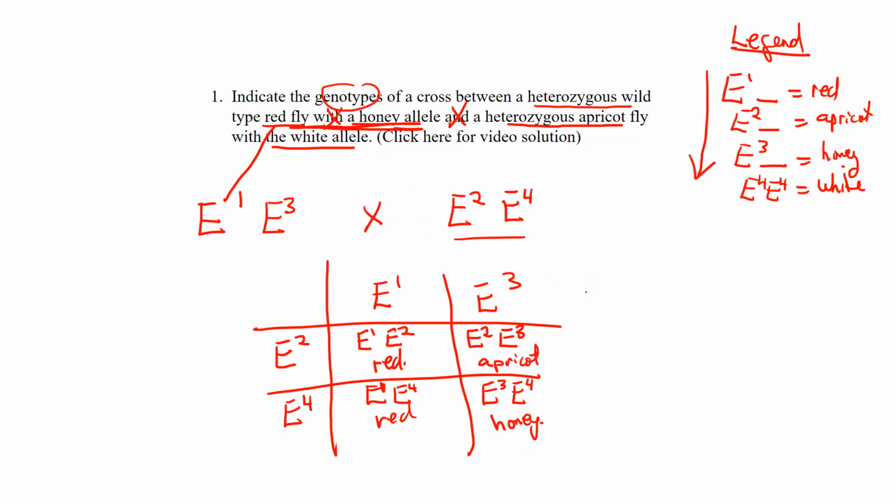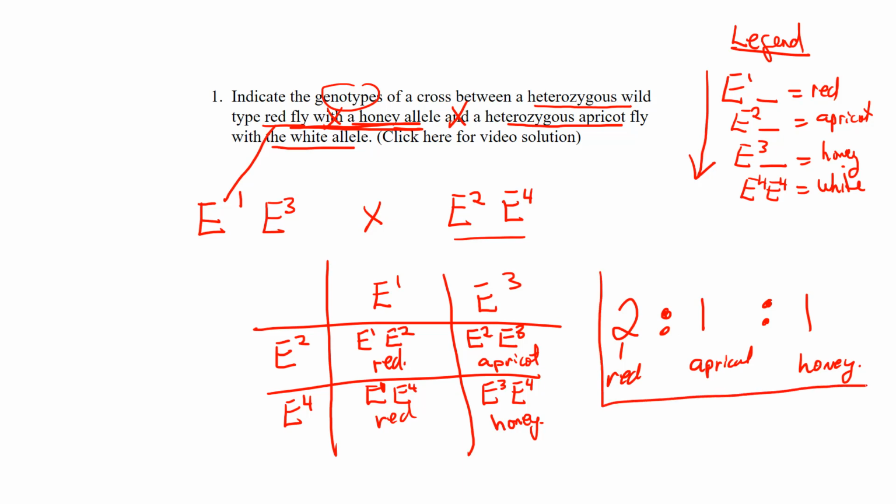Let's just put the phenotypic ratio, even though the question's not asking it. Most questions will. So we count up the boxes. We see that we have 2 that are red. And then we take a look. We have 1 honey. Or let's use apricot first. I like to put them in order of dominance. And then 1 honey. Now, you don't need to do this in this case, but if you do have ratios, phenotypic ratios, you must reduce phenotypic ratios.